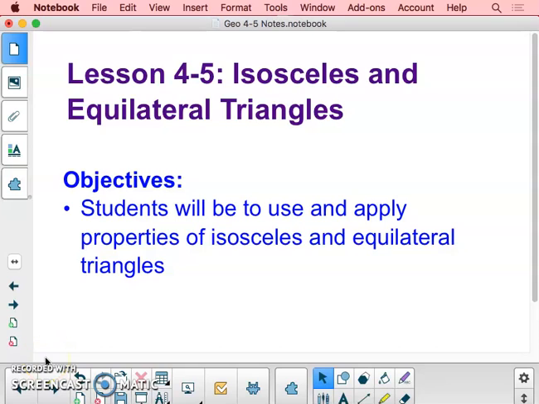Welcome, geometry, to the lesson 4.5 video on isosceles and equilateral triangles. Students will be able to use and apply properties of isosceles and equilateral triangles.